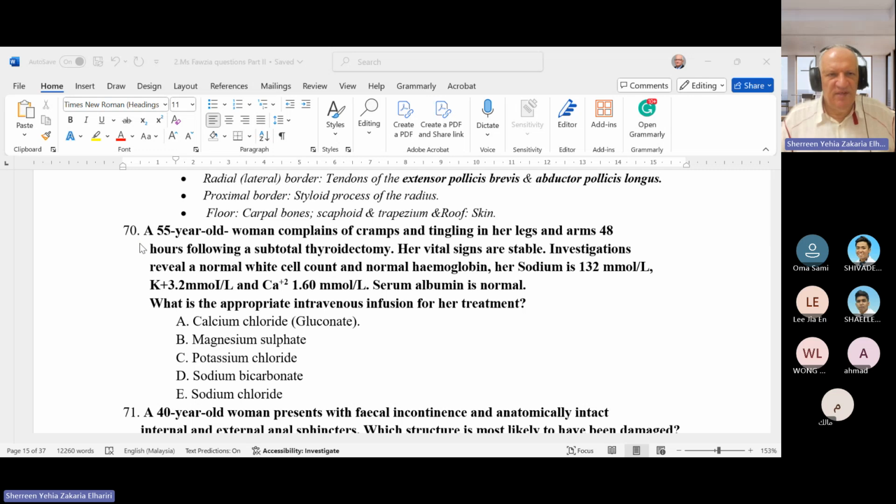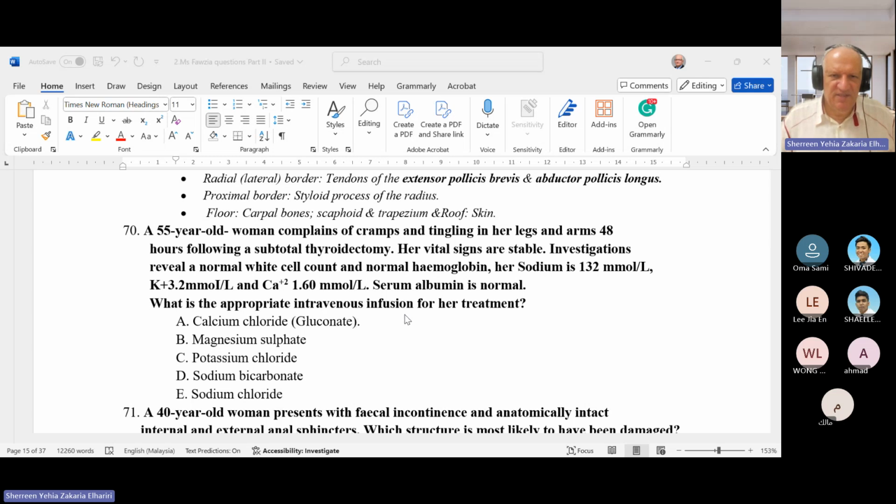Okay, a 55 years old woman complains of cramps and tingling in her leg and arm 48 hours following total or subtotal thyroidectomy. Of course, after thyroid surgery, you know that we can cut or impair the blood supply to an important gland, which is the parathyroid gland. So the patient can have hypocalcemia and some problems. Vital signs are stable. Investigations reveal normal white blood cell count, normal hemoglobin, normal sodium, normal potassium, very low calcium, and normal serum albumin.